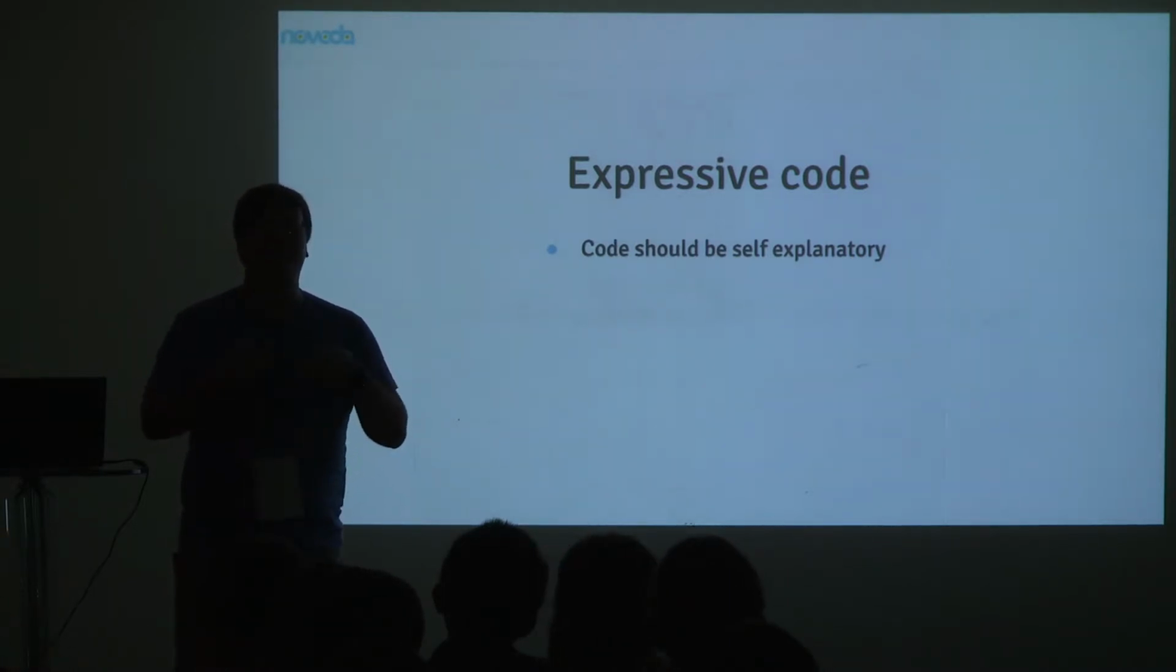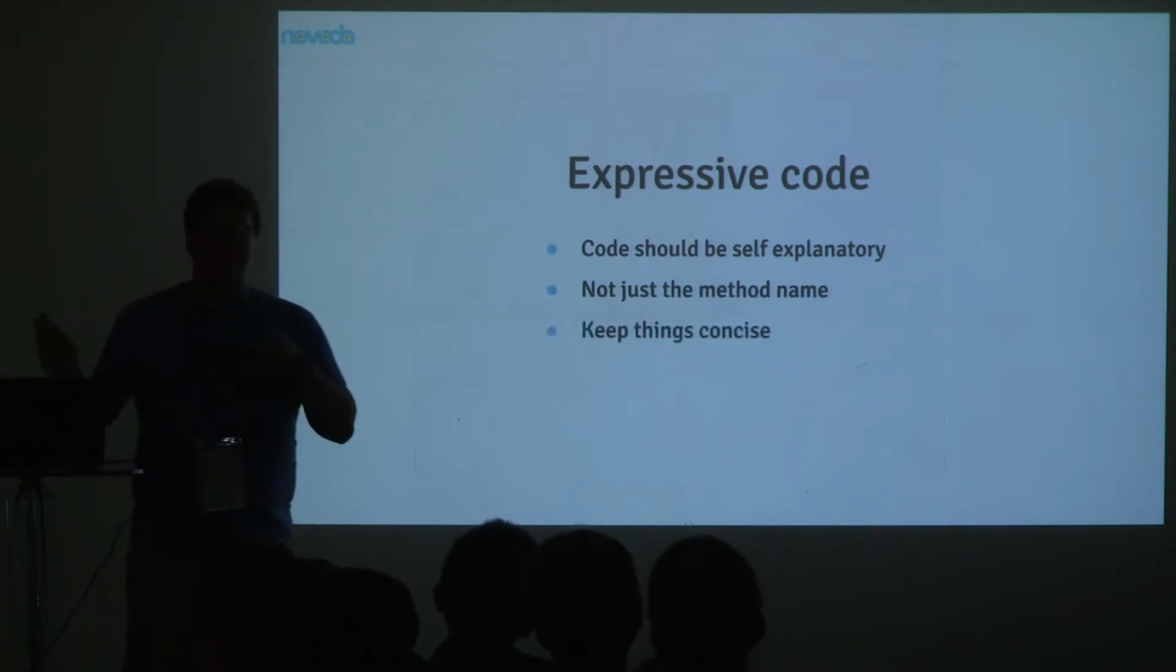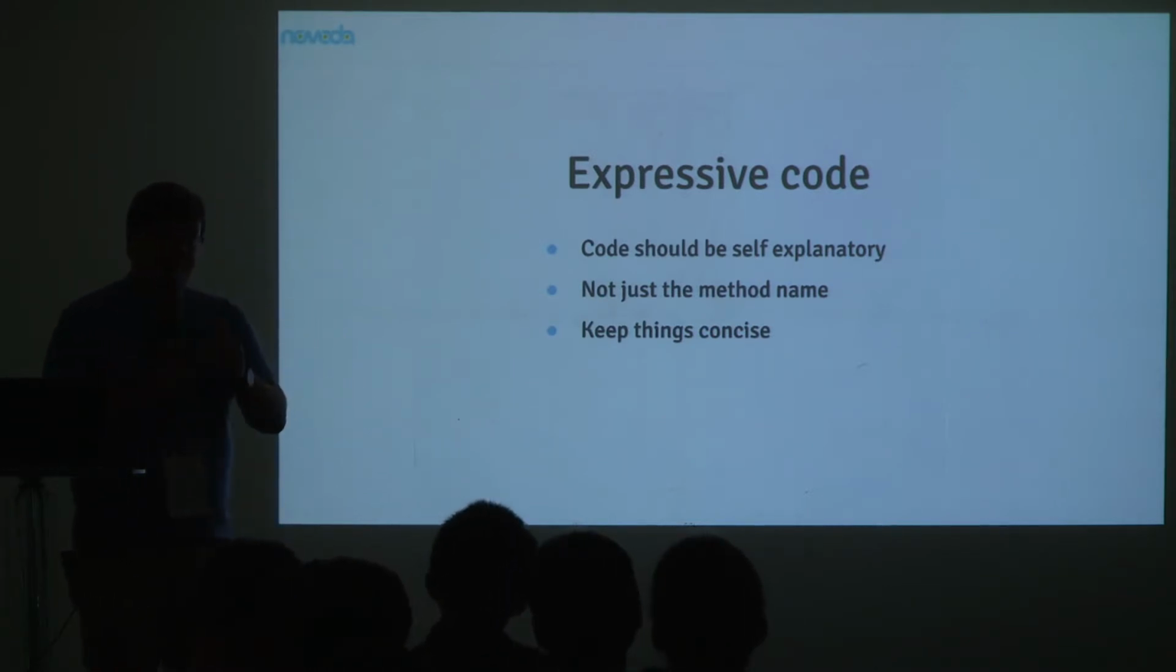This is when we have control over our code, and we understand what's happening. So it's not just a method name. Make sure that the code is understandable. We want to keep things concise, small enough so that we can reason with it, and we can move them around and test them efficiently.